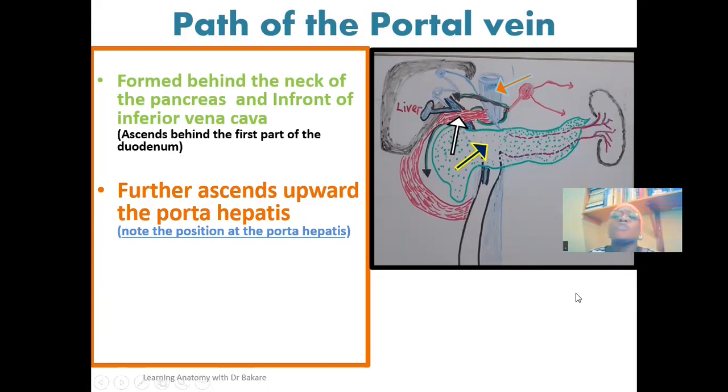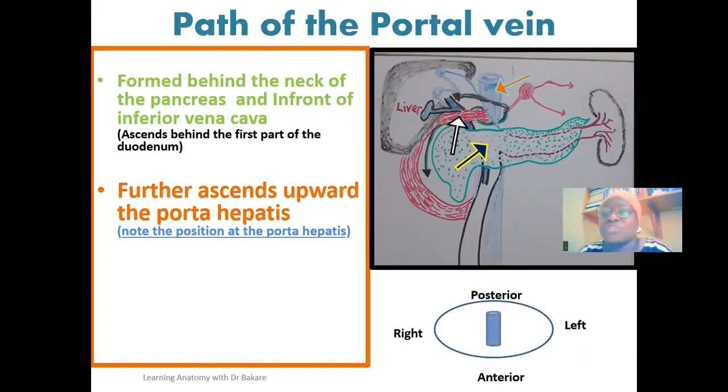It's also good for us to know the placement of the portal vein within the porta hepatis, because we have a number of structures passing through this region to access the liver. Let's say this is the configuration of the porta hepatis. This is the anterior part, and this is the posterior part behind. This is the right side, and this is the left side. The portal vein is at the posterior region, and this is what is highlighted here in blue.